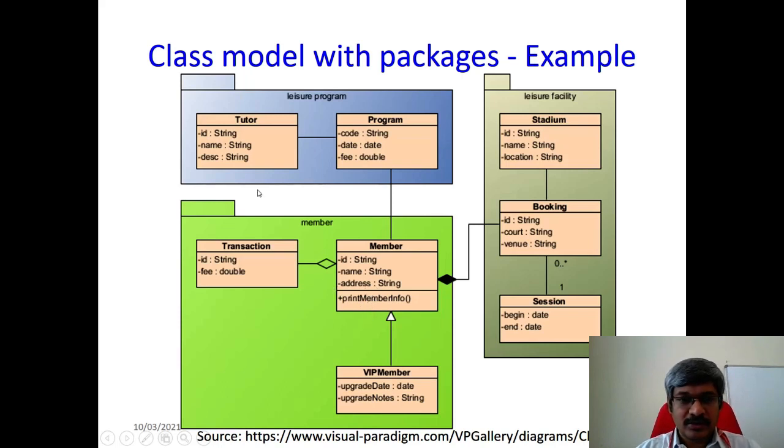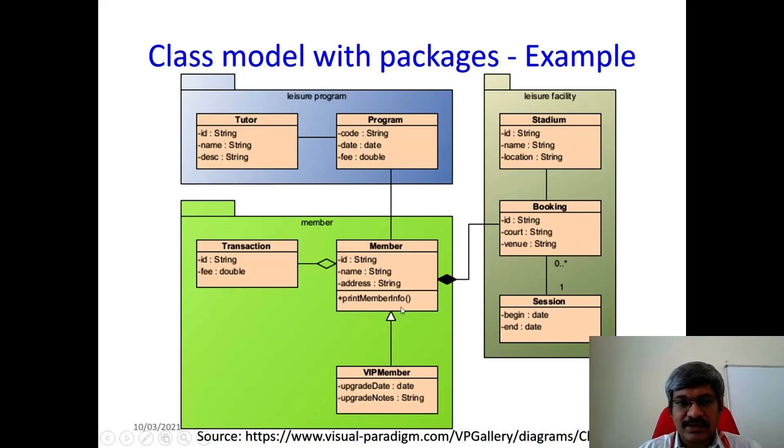You got the point? So basically there are leisure programs in which the tutors and programs are there, and classes are there. And then a member will have these sorts of transactions, member and then VIP member in this package. And this member is actually using several leisure facilities. So that means it is composed of several leisure facilities. Through booking, the leisure facility he can be using is some stadium or some session, some media room or whatever it is. So it can be like that.